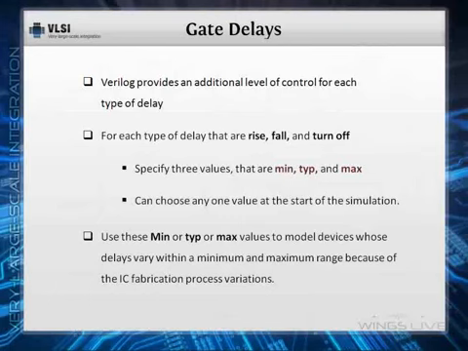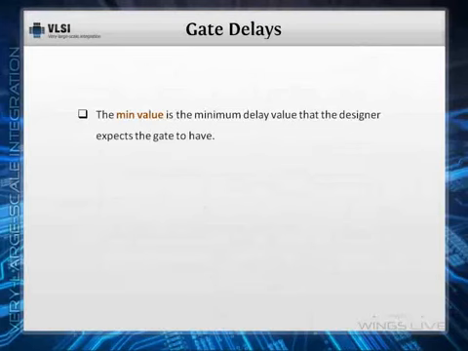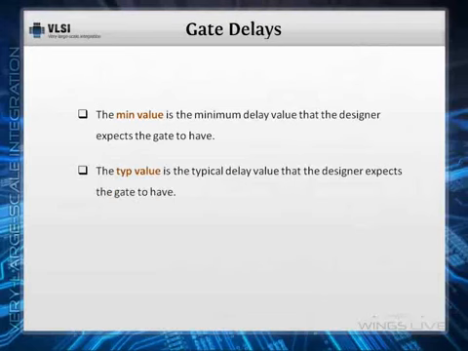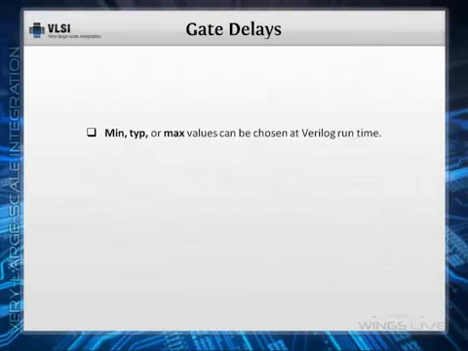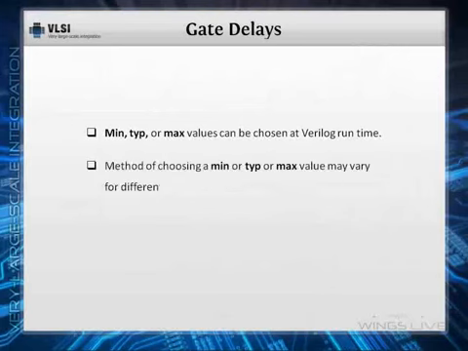Now let's see what these min, typ, and max variations are about. The min value is the minimum delay value that the designer expects the gate to have. The typ value is the typical delay value that the designer expects the gate to have. The max value, well, that's the maximum delay value that the designer expects the gate to have. Min, typ, or max values can be chosen at Verilog runtime. The method of choosing a min or typ or max value may vary for different simulators or operating systems.